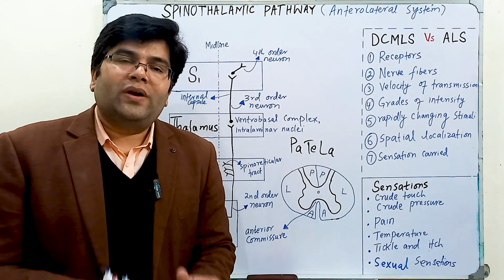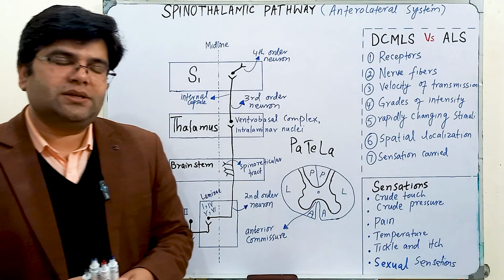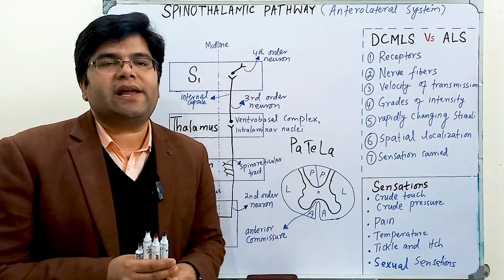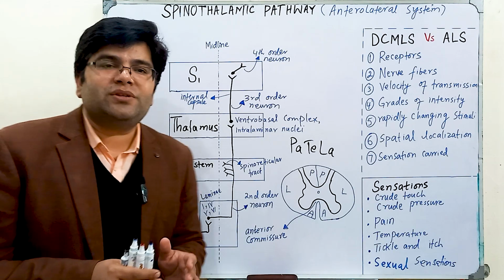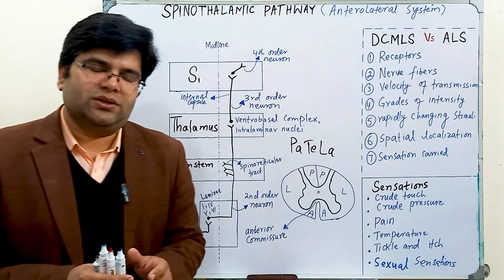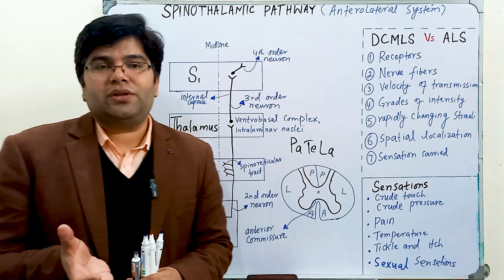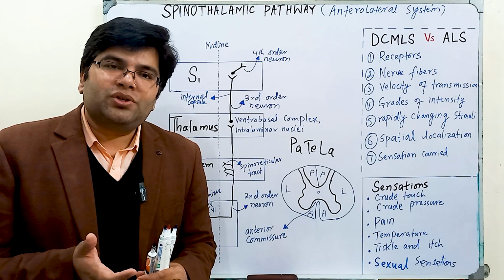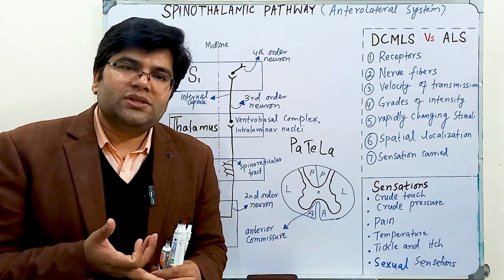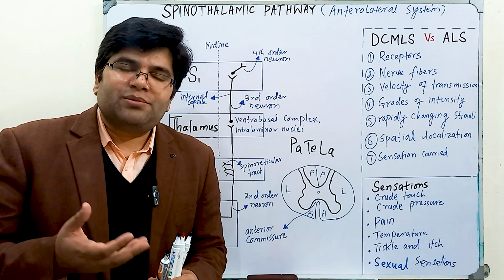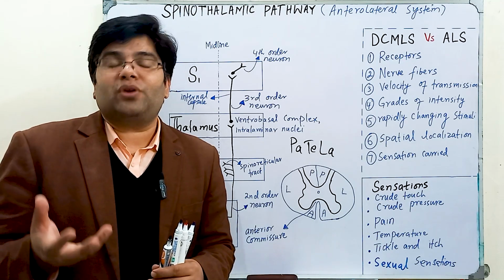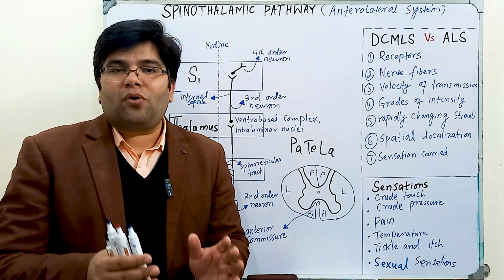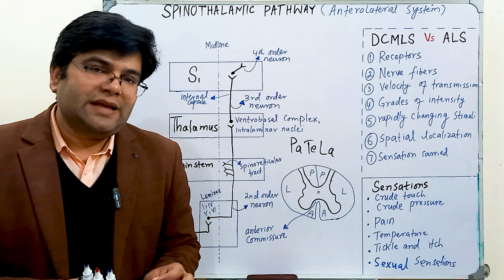Now let's study what happens if the primary sensory cortex is damaged. There is much more effect on the sensations which are carried by the dorsal column pathway as compared to the sensations which are carried by the spinothalamic pathways. So the sensations for which precise localization is required, for which perception of fine grades of intensity is required, those sensations which require perception of rapidly changing stimuli like vibrations and movement across the skin, such sensations will not be perceived properly if the primary sensory cortex is damaged.